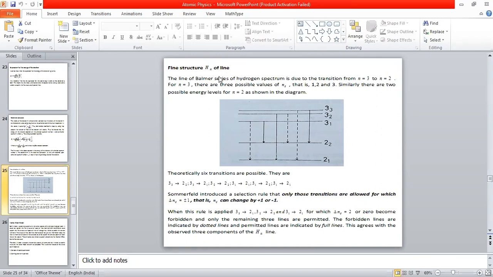The H alpha line is the first member of the Balmer series of the hydrogen atom, and it is actually because of the transition from n equals 3 to n equals 2. When an electron makes a transition from the third orbit to the second orbit in the hydrogen atom, it emits the H alpha line, the first member of the Balmer series. Under ordinary conditions, with an instrument of low resolution, the H alpha line appears to be one single line.